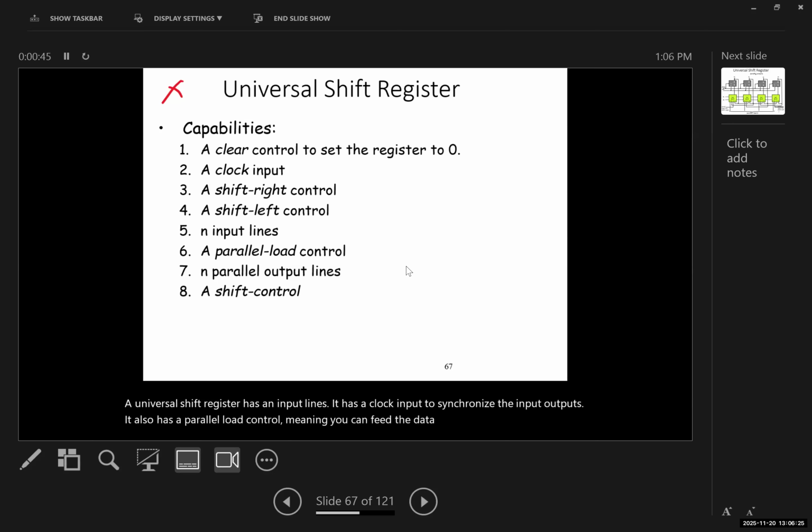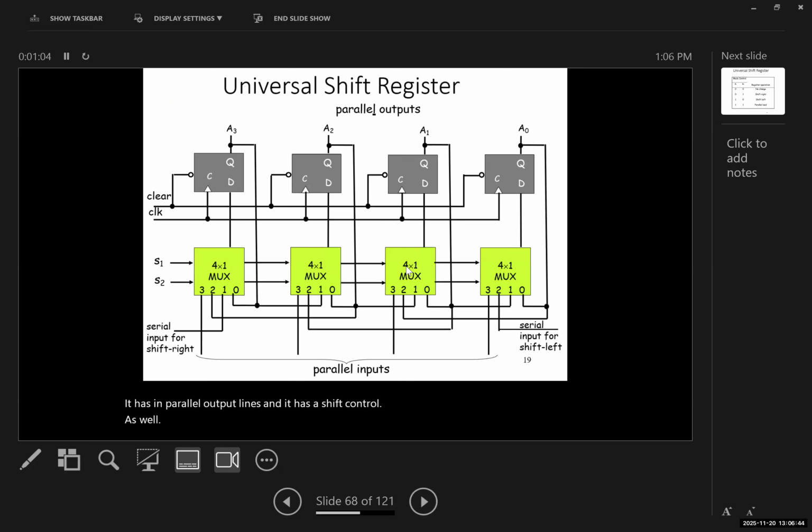meaning you can feed the data all at once. Imagine you have an 8-bit register. You can feed all 8 bits at once. In the serial register, you have to do the bits one by one, one at a time in each clock. It has n parallel output lines, and it has a shift control as well. This is an example of a universal shift register.